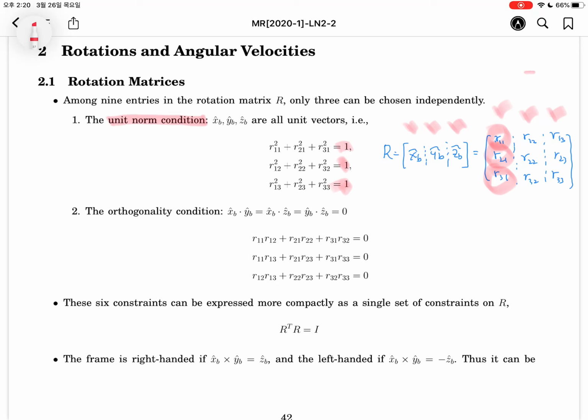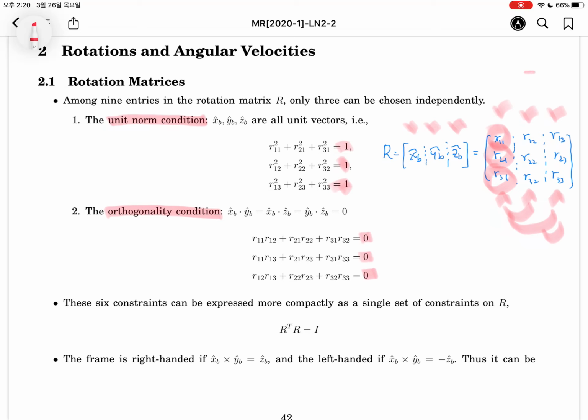And then every column vector is orthogonal to each other. It means we have one constraint, one more, and two, so three. So we have three constraints from the orthogonal condition. So we have 6. So the remaining 3 variables will be independent in the rotation matrix.